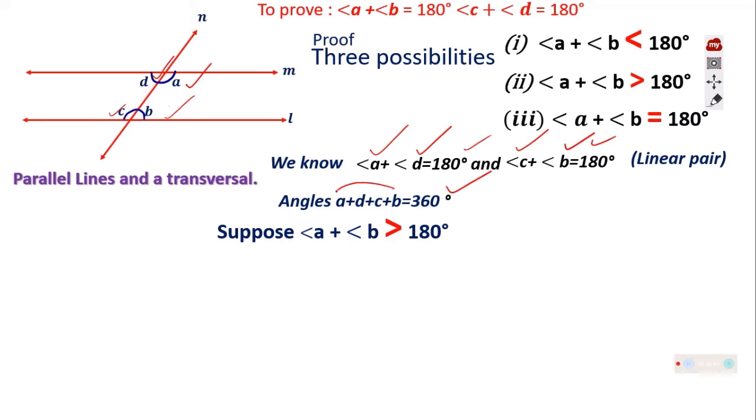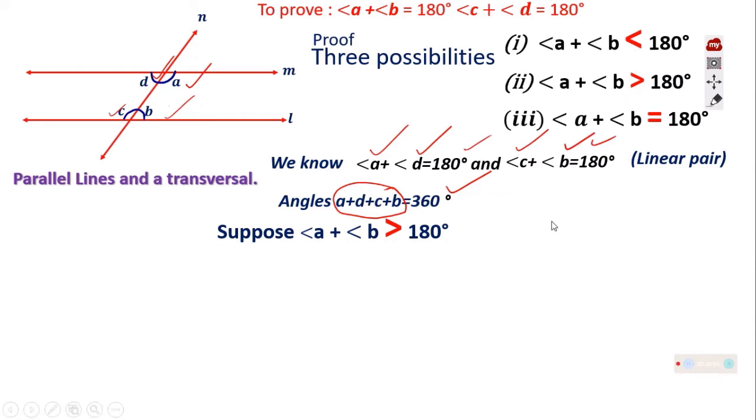The total of A plus B plus C plus D. A plus D plus C plus B means A plus B plus C plus D. Four angles together make 360 degrees. There is no doubt about it because a linear pair is an open statement.